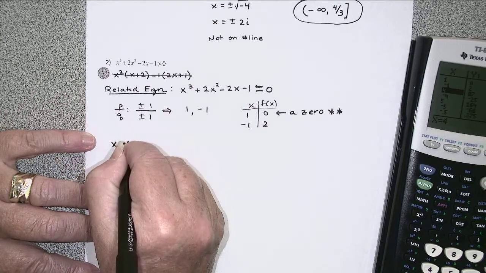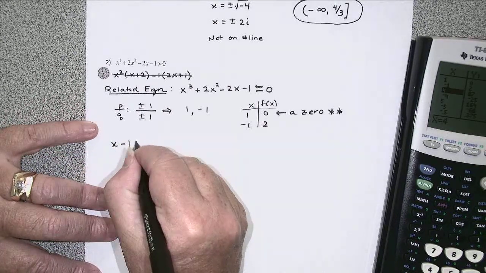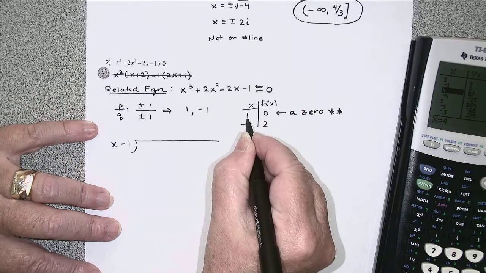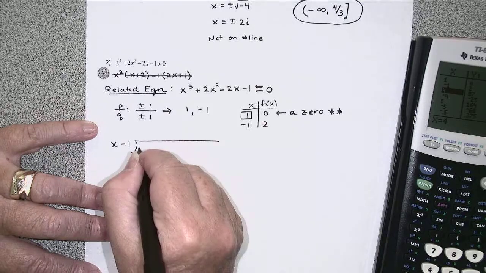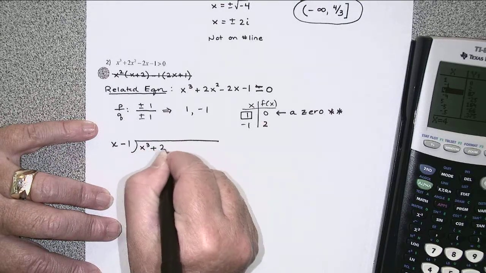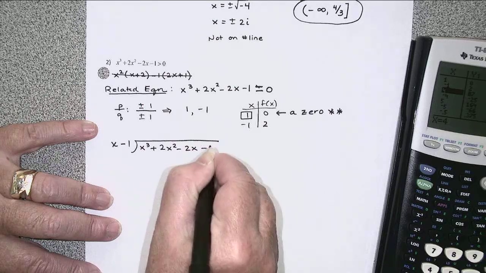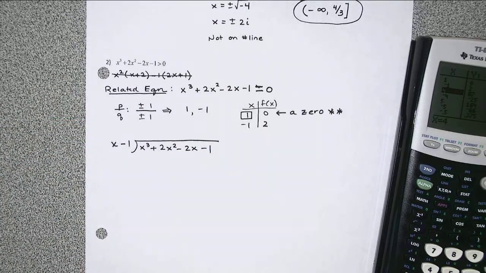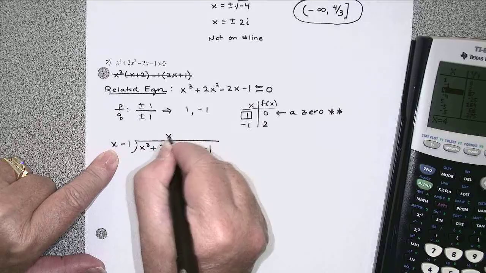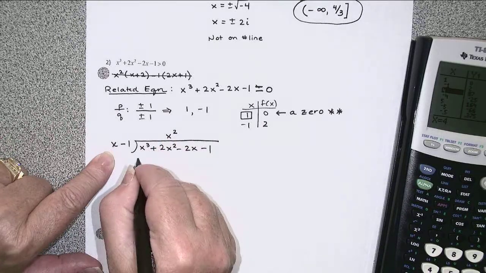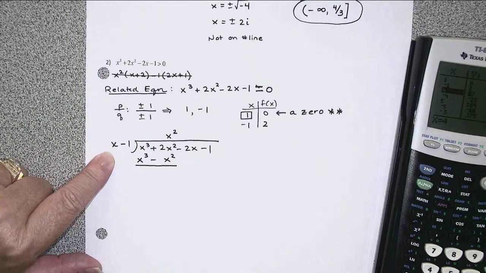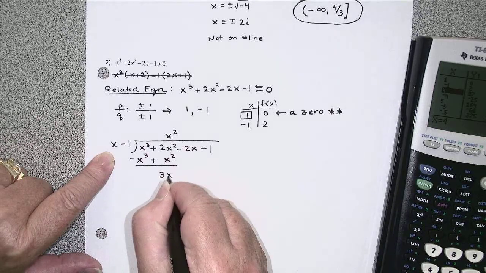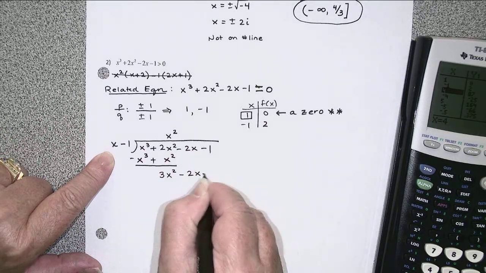I haven't done a long division for a little bit, so let's go ahead and do this one by long division. X minus 1 is what would have given us the solution x equals 1. And we're going to divide that into our original polynomial. X cubed divided by x is x squared. And when I multiply, x to the third minus x squared. Subtract makes that negative and that positive, leaving me 3x squared. And I'll bring down the rest.